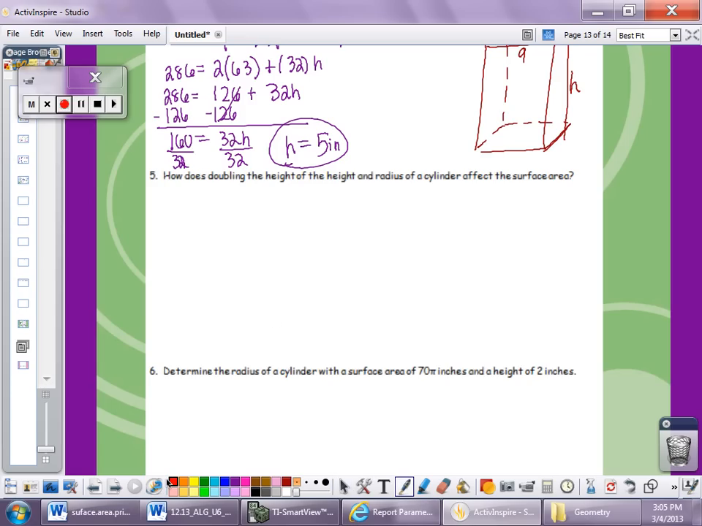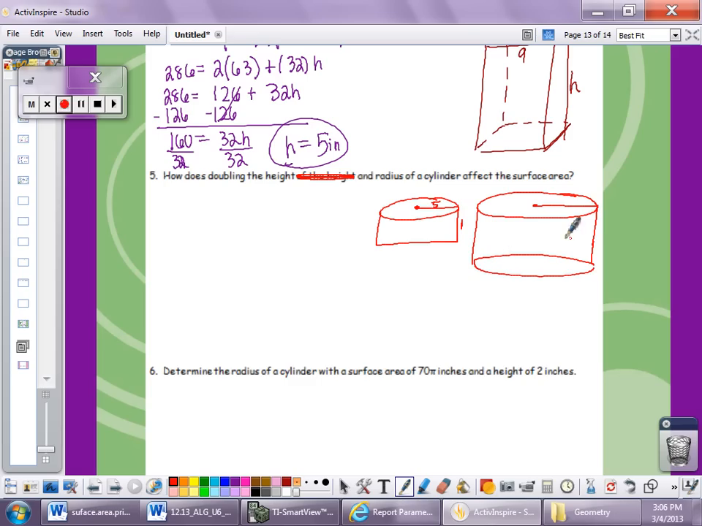Number 5. How does doubling the height and radius of a cylinder affect the surface area? A bit of a typo. How does doubling the height and radius of a cylinder affect the surface area? If you want, you could do a cylinder with the radius of 5 and a height of 1, and then one of 10 and 2.